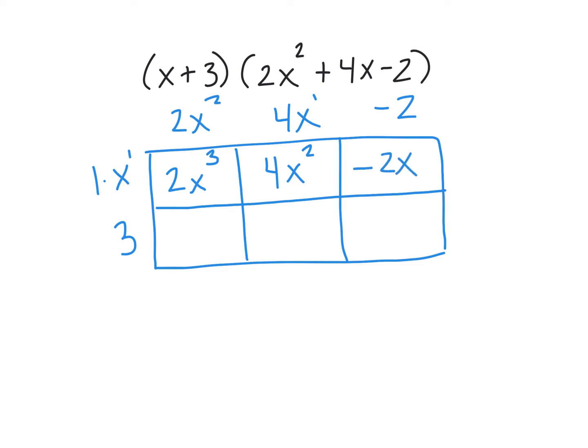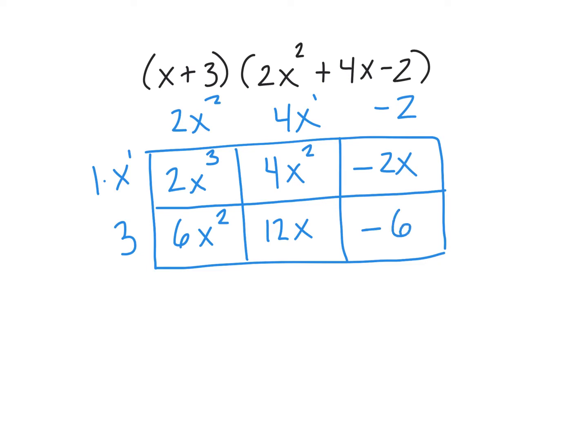We're going to do a very similar thing for the row on the bottom. We're going to keep multiplying. So we have 3 times 2x squared. 3 times 2 is 6, and then the x squared tags along. Then we have 3 times 4x, and that gives us 12x. And then lastly, 3 times negative 2 gives you negative 6.